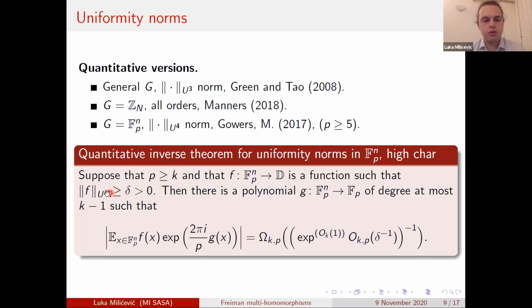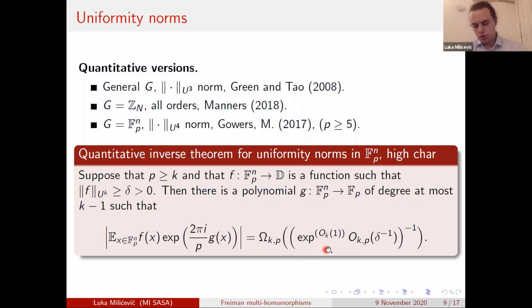So if you have a large uniformity norm, you can find a polynomial in the usual sense of the word, of degree at most k minus 1, such that your correlation here is at least the inverse of a tower of bounded height. And these heights are the same heights we had in the inverse theorem for Freiman bihomomorphisms. So once again, these bounds are reasonable and they are primitive recursive. So they do not explode as k grows.